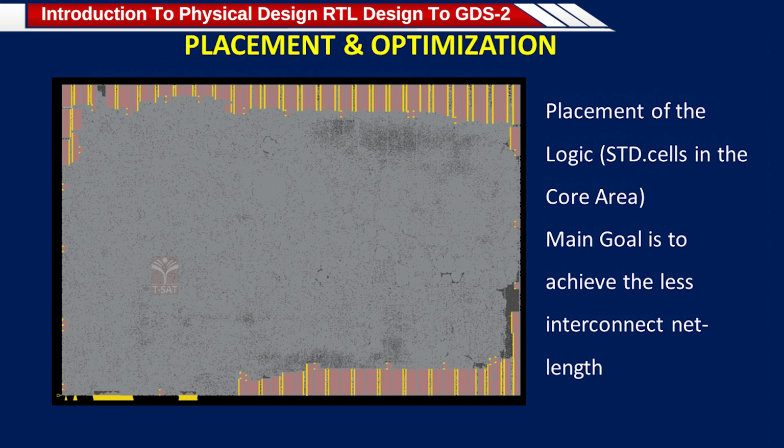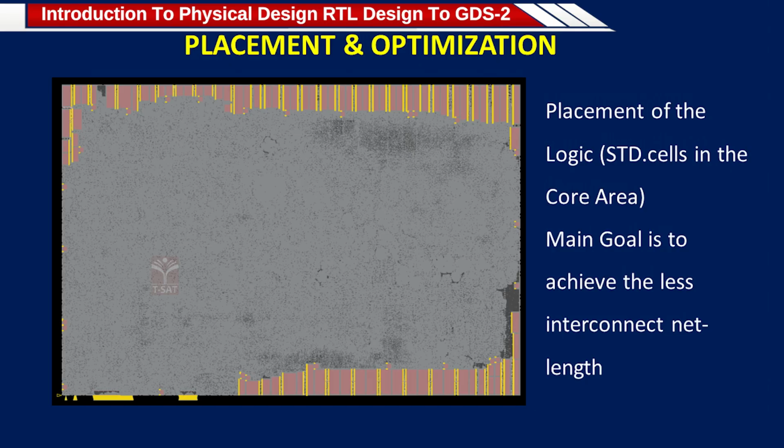Next one is the placement and optimization. We should place all the standard cells as a part of this placement. In fact, it is automation in the PNR tools. By giving some commands, the tool is able to place. The PNR tool can place all these standard cells by following our floor planning. The floor plan is the key for this placement of the standard cells.